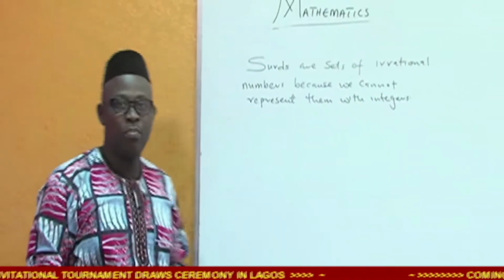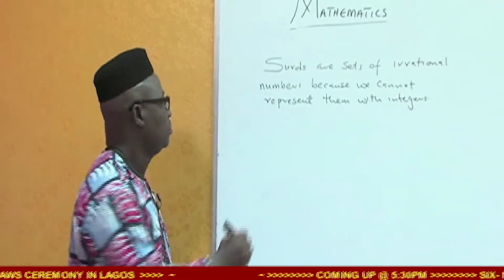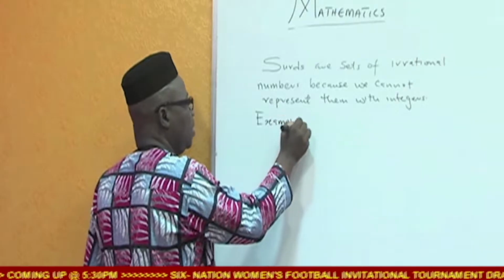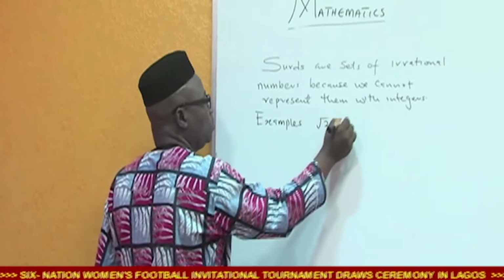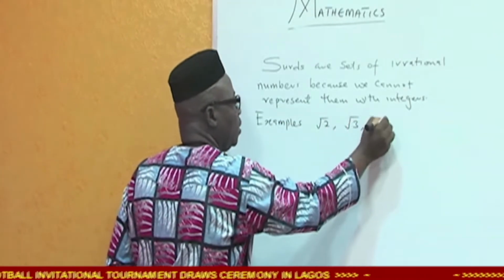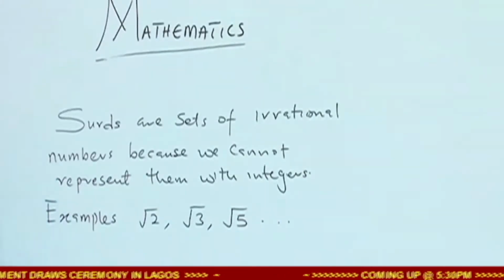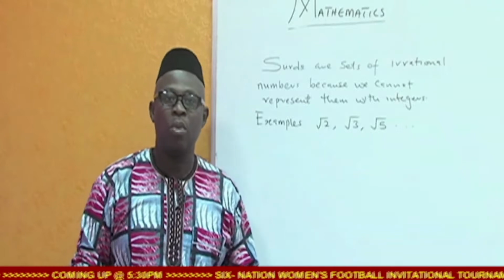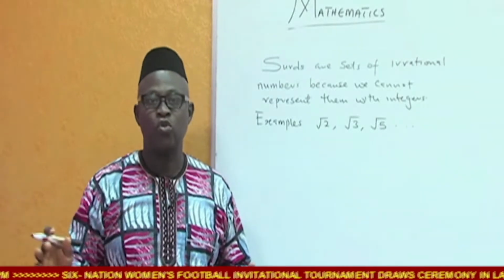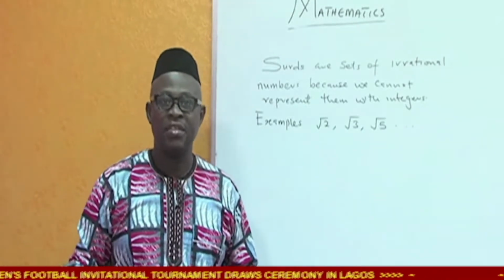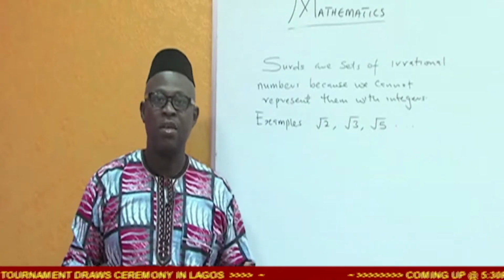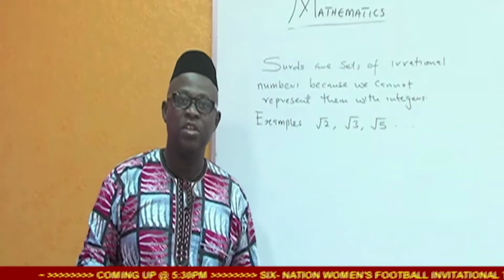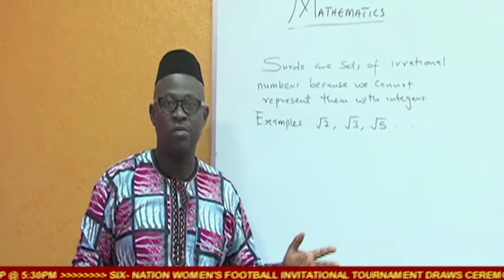Now, what are the examples of surds? Examples are root 2, root 3, root 5, and so on. If I need to evaluate root 2, I'm going to come up with 1.4 and so on. That is a recurring decimal. The same thing is applicable to root 3 and root 5. That is actually why this collection is referred to as surds.